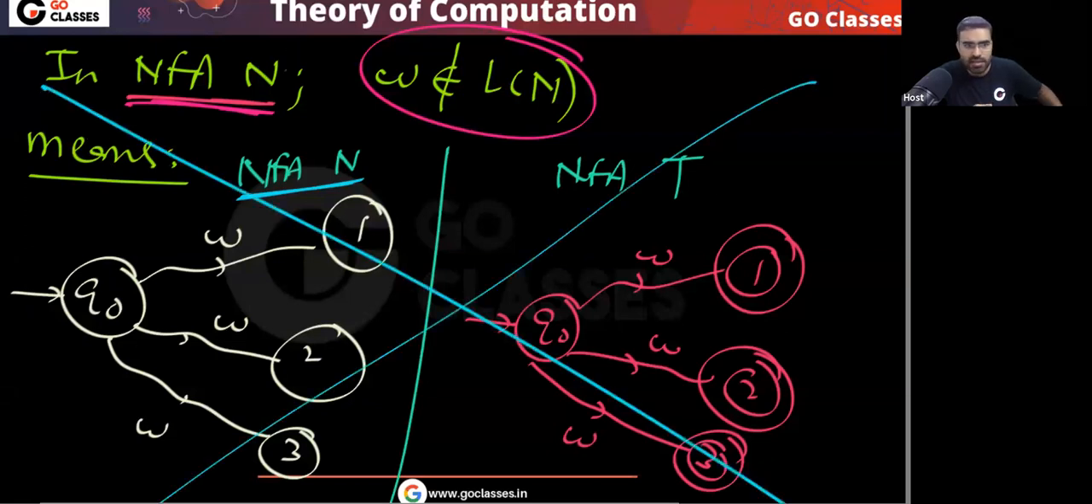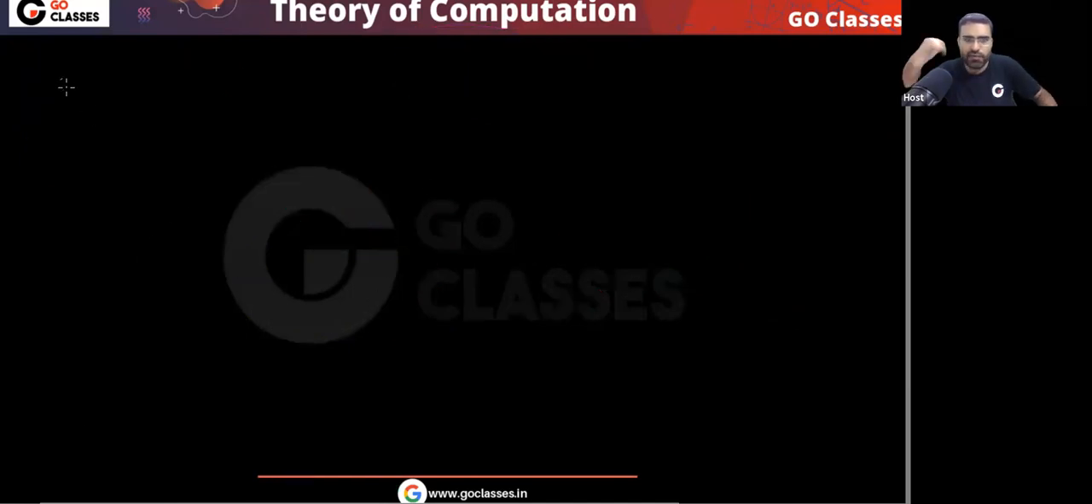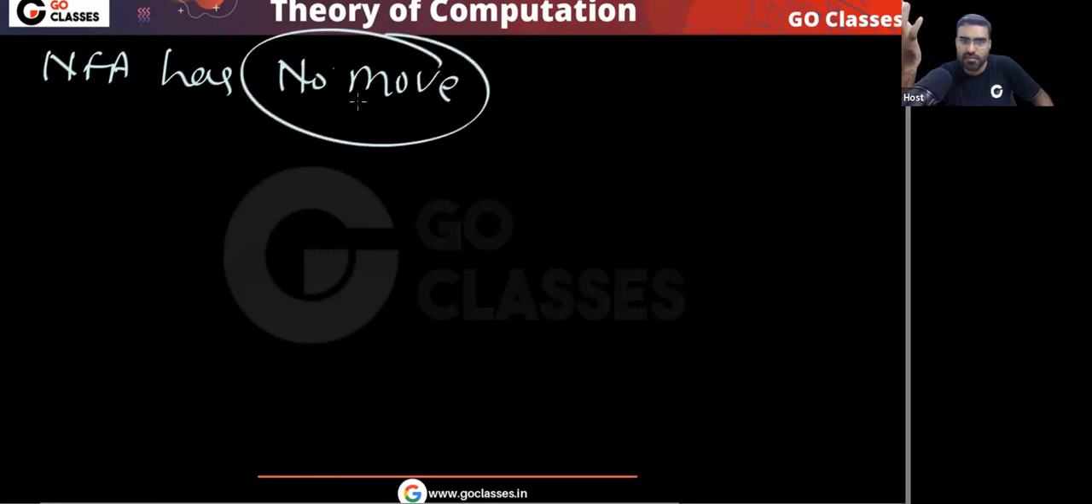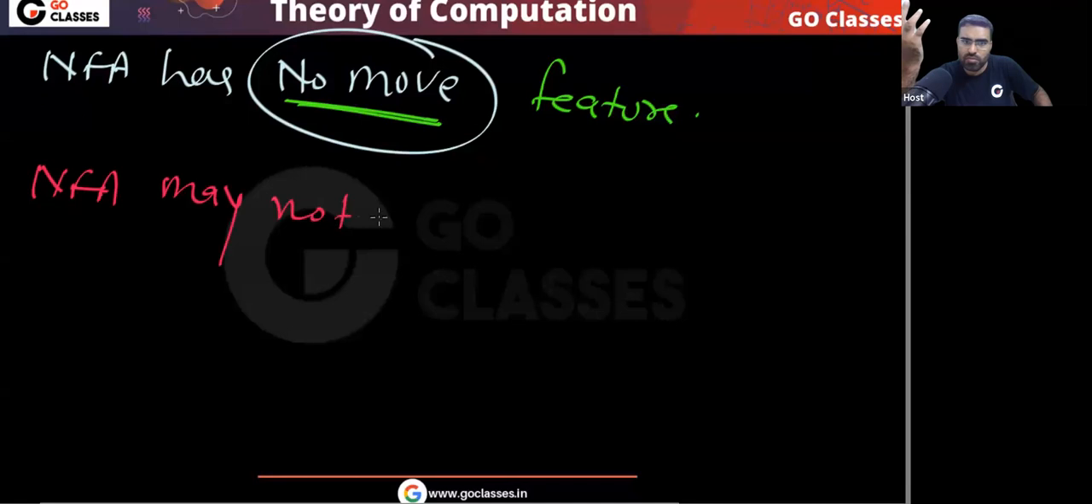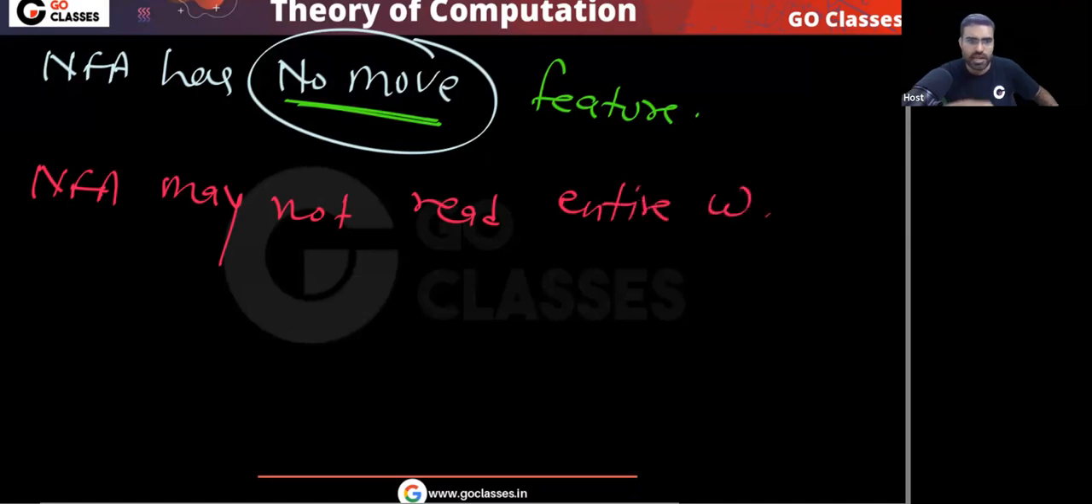And that is, it is not necessary that on W you go somewhere. NFA has a no-move facility also. It is not necessary that the NFA will read the entire string. NFA may not read the entire string W. Yes or no? Please tell me yes or no.